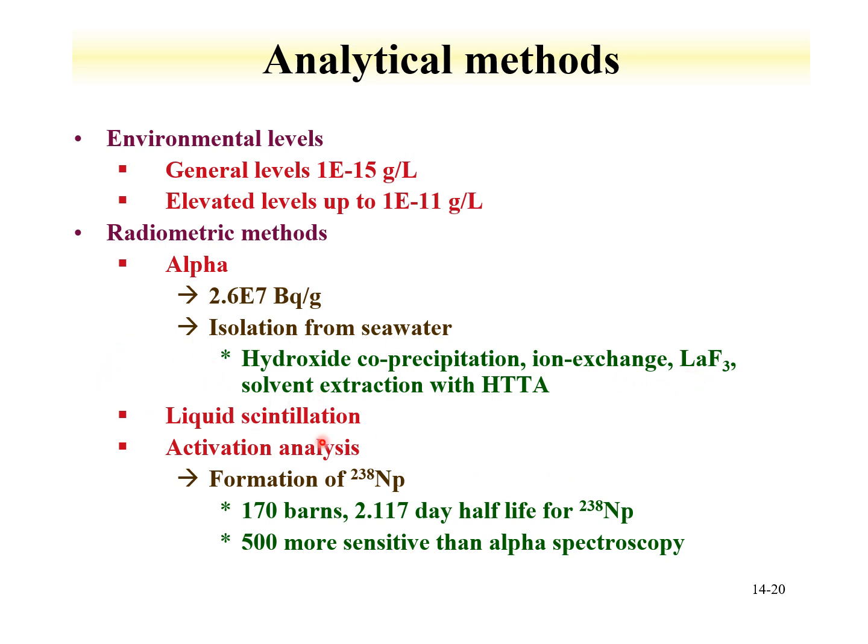Liquid scintillation has also been used, obviously as an extension of alpha spectroscopy. Another interesting route is the formation of Neptunium-238 by neutron capture on Neptunium-237, so neutron activation analysis. The capture cross-section is high, 170 barns, and the half-life of Neptunium-238 is very short, 2.117 days. So this allows for a very sensitive route for the determination of neptunium, and it's found to be 500 times more sensitive than alpha spectroscopy.